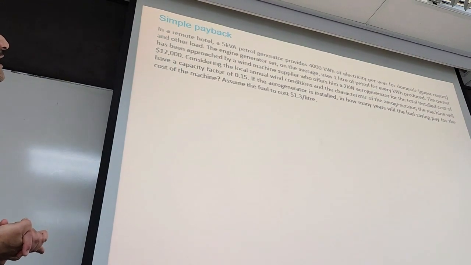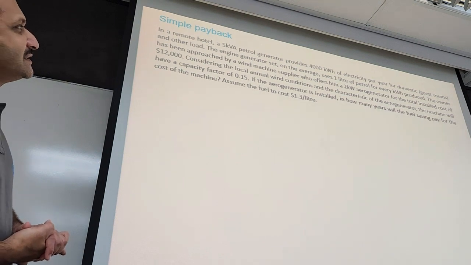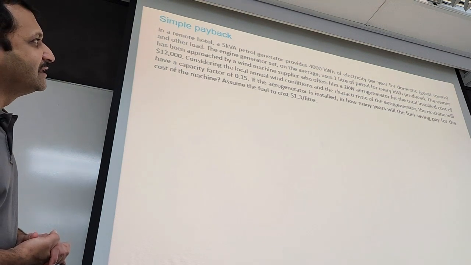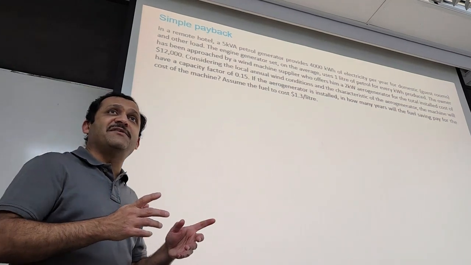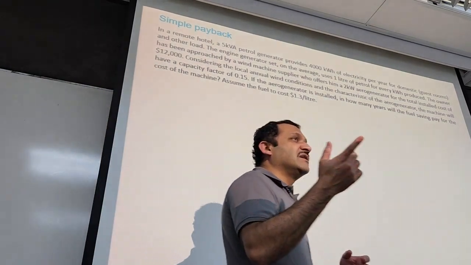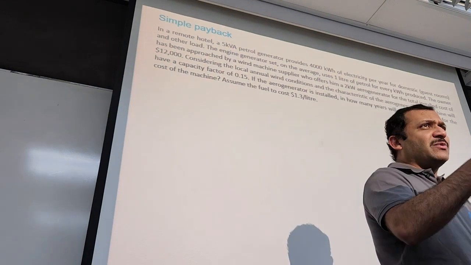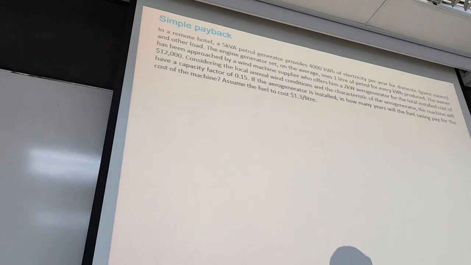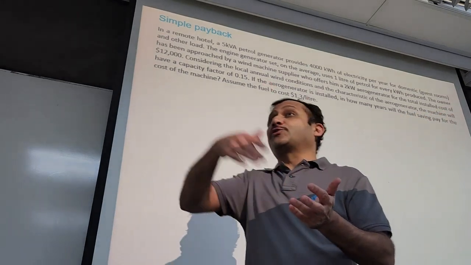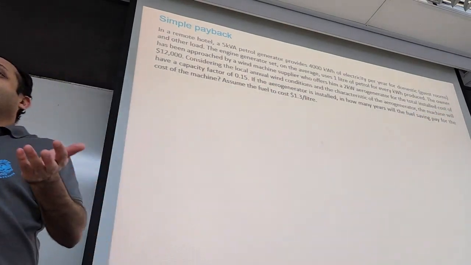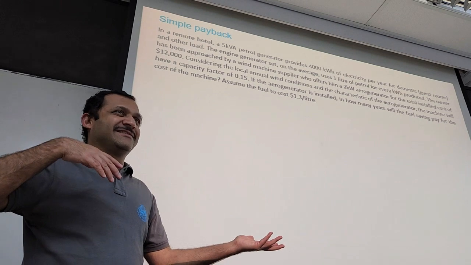Considering the local annual wind conditions and the characteristics of the aero generator, the machine will have a capacity factor of 0.15. Now, what's meant by capacity factor? If you remember from renewable energy, a 2 kilowatt aero generator, when installed, will produce 15% of its total capacity, basically, right? It's because wind is not constant. Wind won't flow 24/7, 365 days a year.